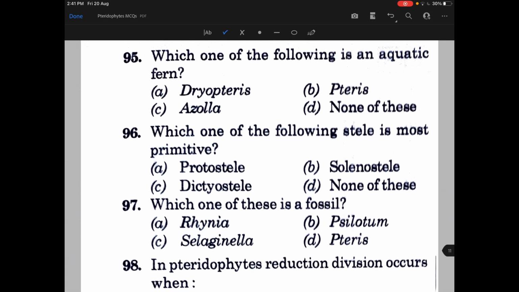Which one of the following is an aquatic form? And the answer is C, that is Azolla. Next, which one of the following stele is most primitive? And the answer is A, that is protostele. Which one of these is a fossil? And the answer is A, that is Rhynia.